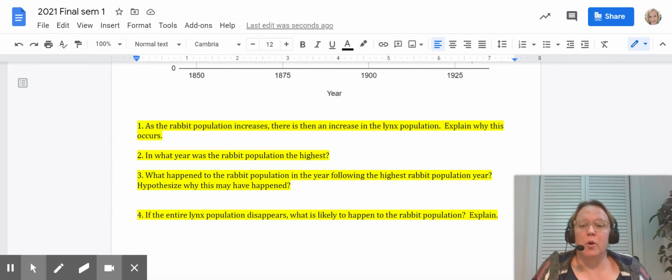Here are your questions. Number 1, as the rabbit population increases, there is then an increase in the lynx population. Explain why this occurs. Number 2, in what year was the rabbit population the highest? Number 3, what happened to the rabbit population in the year following the highest population year? Hypothesize why this may have happened. That means explain to us why it may have happened. Number 4, if the entire lynx population disappears, what is likely to happen to the rabbit population? Explain.